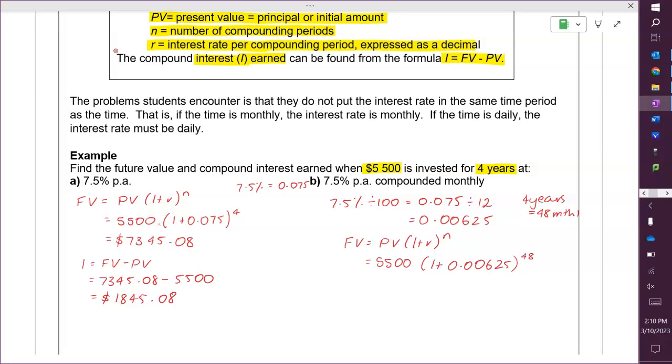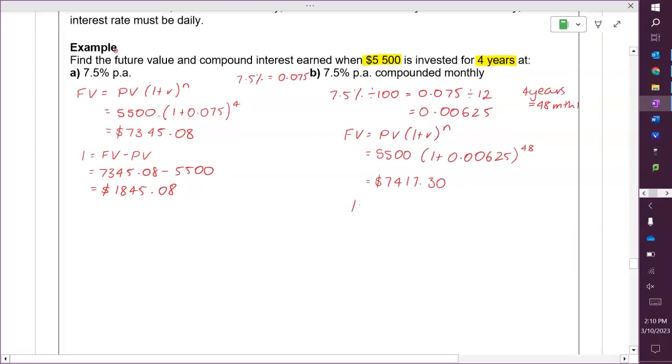So you also have to make sure you convert. If it's in years, you need to convert it to what it's asking. If it's asking for days, you need to do that as well. So there's two little things that people can get caught out with here. It's converting that percentage rate to monthly, daily, weekly, whatever it might be, as well as our periods. So make sure you check it and double check it yourself as well. So that gives us $7,417.30.